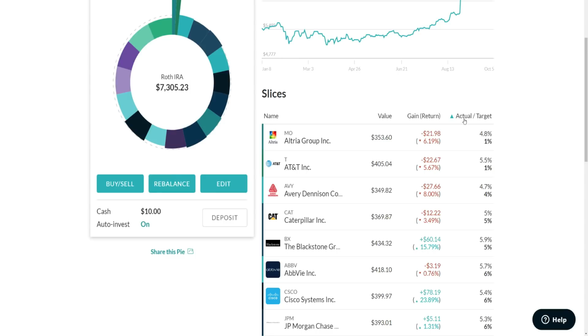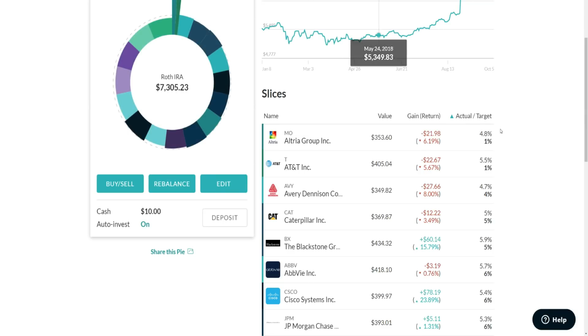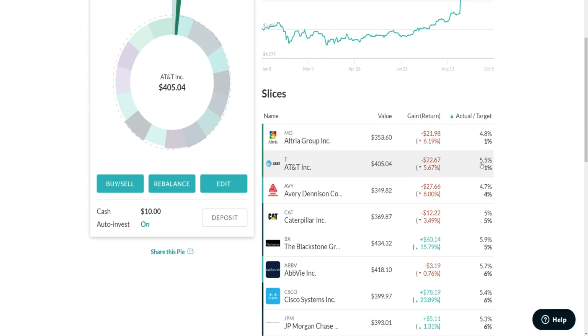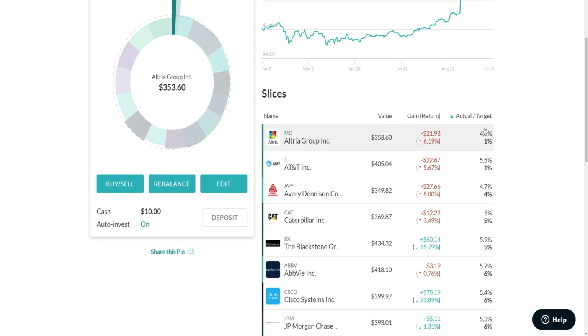Now the actual of my portfolio is 4.8 and 5.5. So unless there's enough cash or equity in this portfolio where the Altria and AT&T become 1%, 0.9% of the total portfolio, M1 Finance will never target these with new cash. Instead, it'll just let them sit in the account at a target percentage of 1%. And because these are 1%, they don't take up much of my portfolio. I could actually have 100 stocks within this pie allocated with 1%, but I don't want to do that.